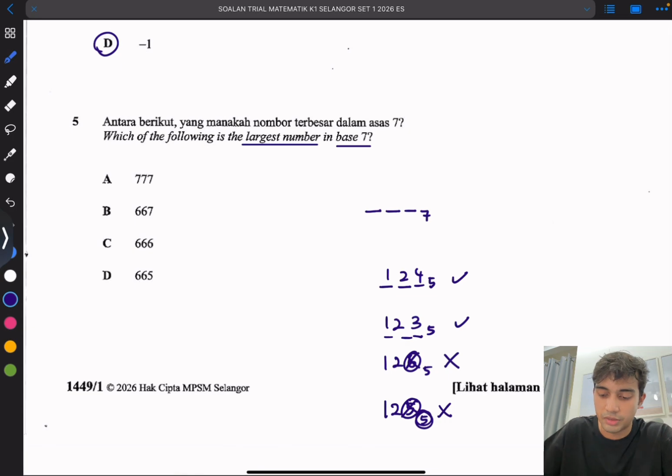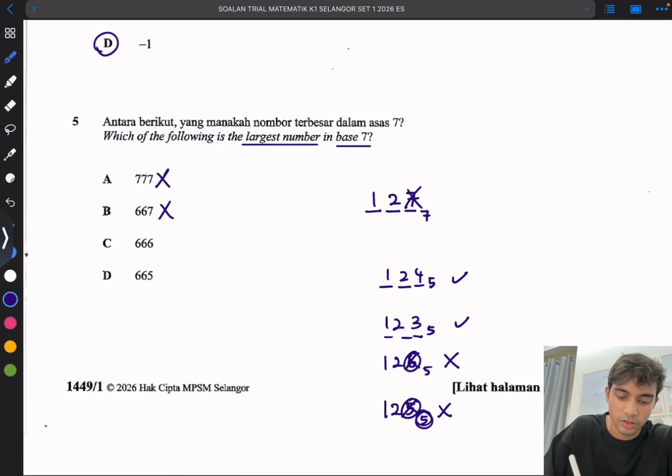So if base 7, the numbers cannot be 7 or more than 7. So here A wrong, B wrong, C and D can, but they're asking for the largest number. So of course 666 is bigger than 665 lah. Answer C.